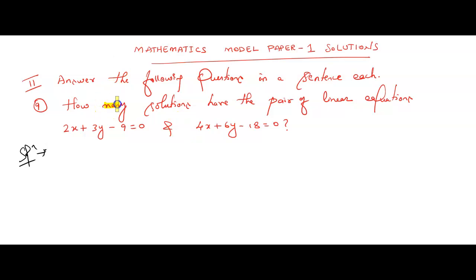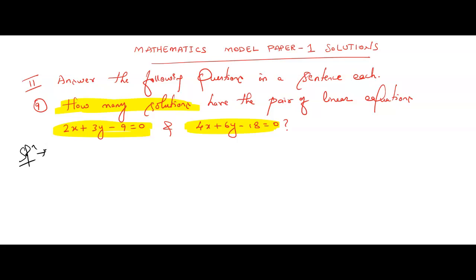Here, what is the topic? How many solutions have the pair of linear equations 2x plus 3y minus 9 equals 0 and 4x plus 6y minus 18 is equal to 0? Here they are asking how many.